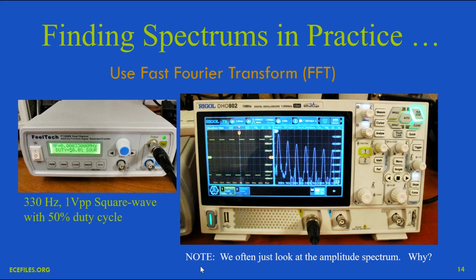Now, as the note says at the bottom, we often just look at the amplitude spectrum. In fact, I don't even know if this oscilloscope can display phases for me. So the question is why? Well, we're going to get into that a little bit later, but basically it's because it's audio and your ear doesn't in general respond to phase information. There are special situations where, yes, phase matters, but in general it does not for listening with your ear.